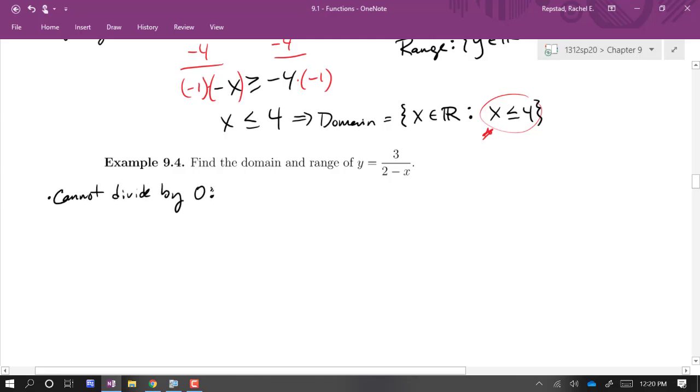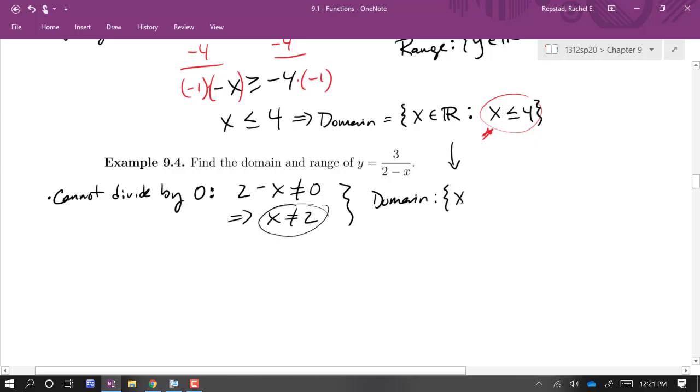So all I'm going to do is take that denominator and set it not equal to 0. So I say, okay, well 2 minus x cannot be equal to 0, and that means that x can't be equal to 2. So there's our domain, and a lot of the time people will just say the domain is x not equal to 2, or I could use the more descriptive set notation here.